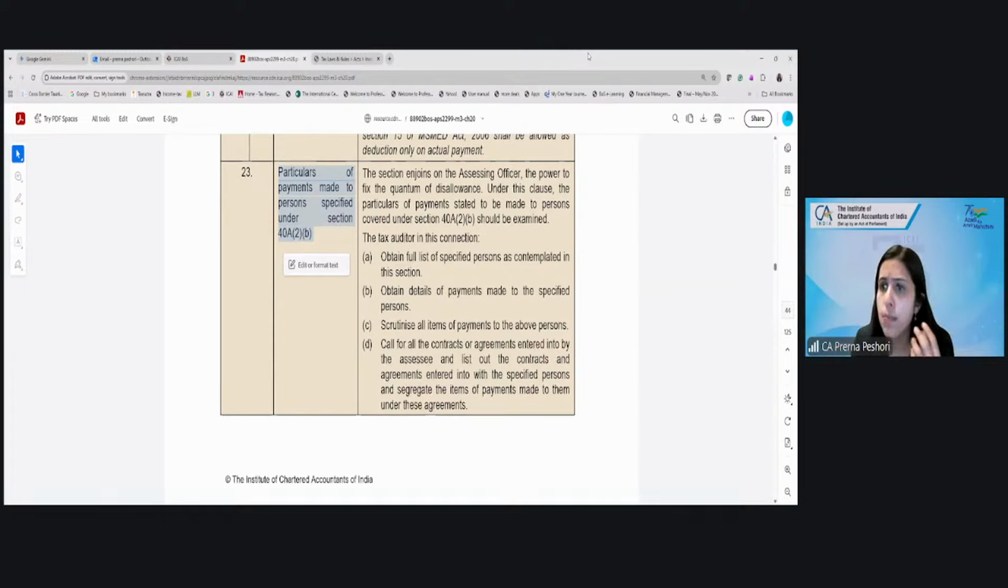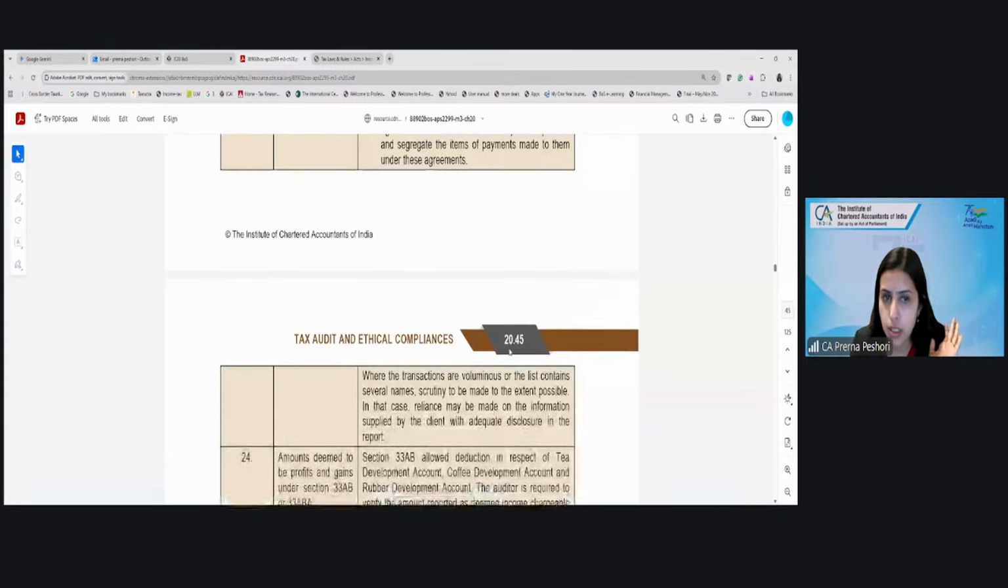Now, it may be possible that you may not have complete information. So for that, you can rely on the management representation. You can also look at the related party transaction RPT schedule under the financial statements. But the related party definition under AS 18 is different from 40A(2)(b), so you have to keep that into consideration. Right? So on that basis you just need to report over here the payments made to these persons.